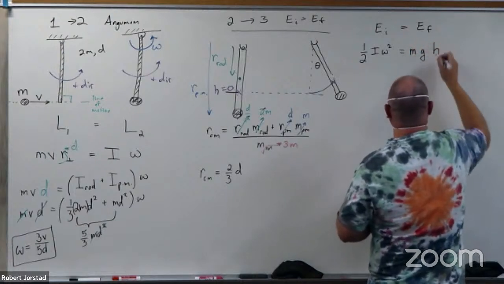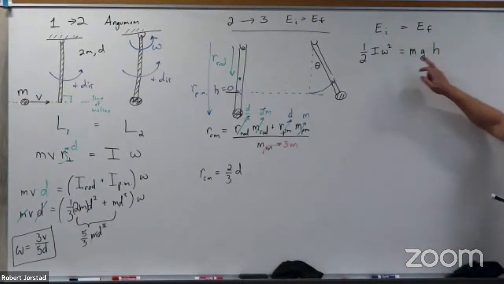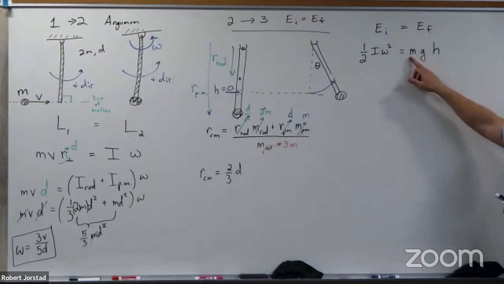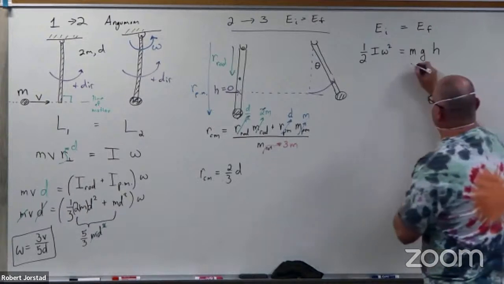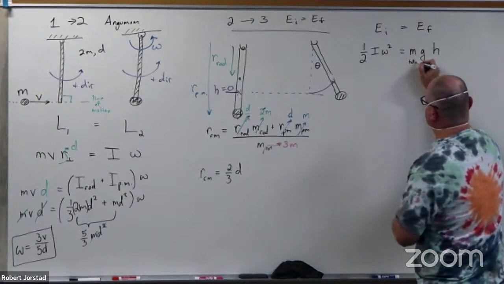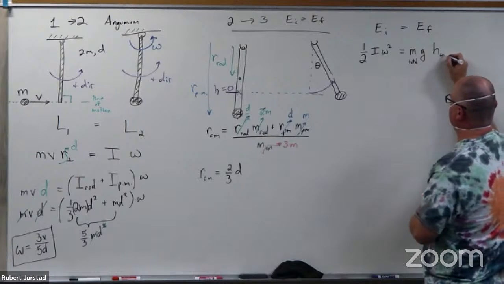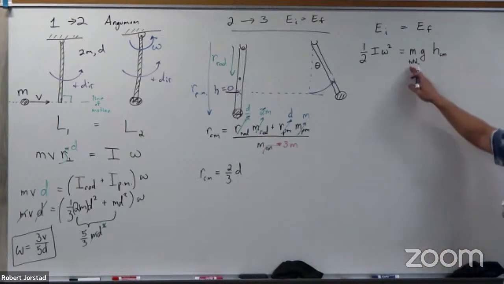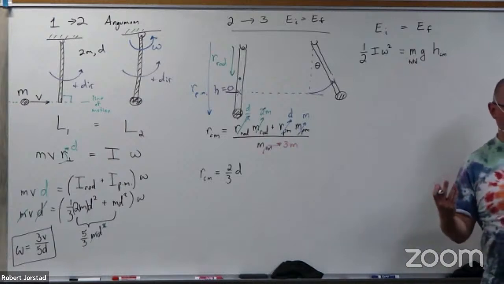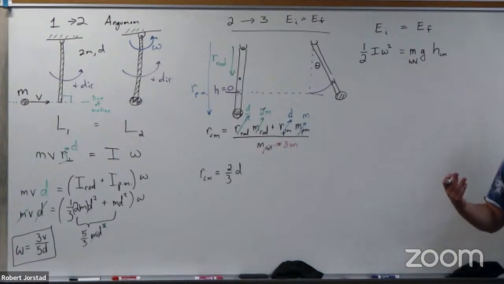Now here's where we've got to be careful. This is not the right mass. What mass do I need to use? 3m. I need to use the total mass, and I need to use the height of the center of mass. So if you use the total mass and the height of the center of mass, we've got it. Feeling good?